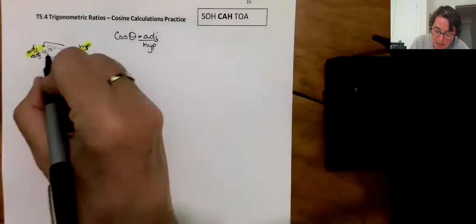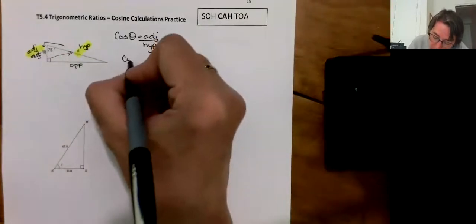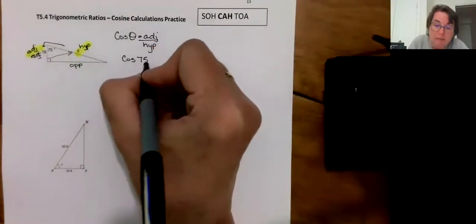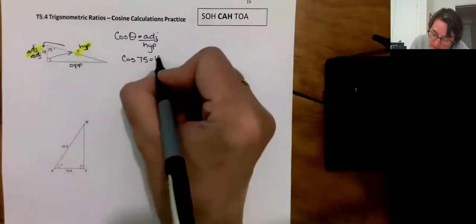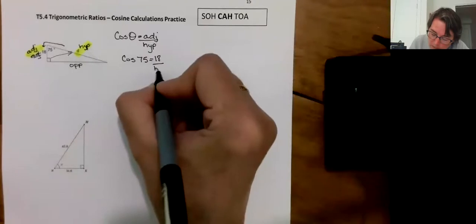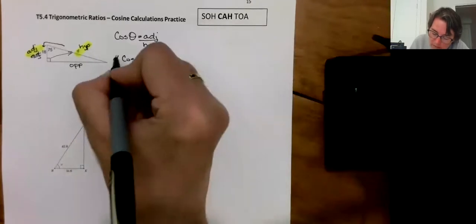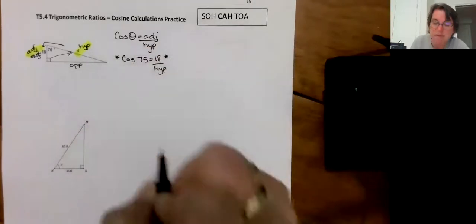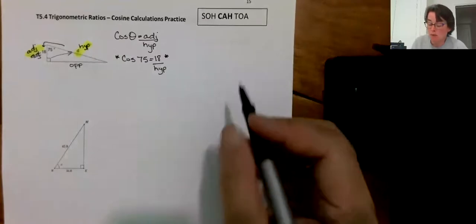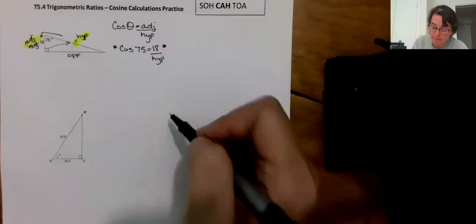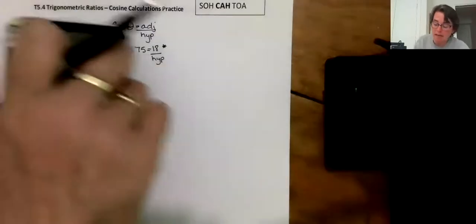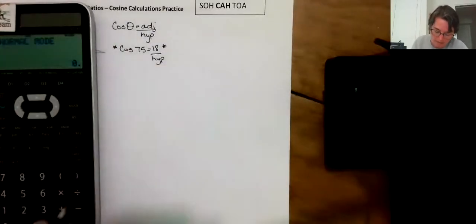All right, do I know my angle? You betcha. So cos 75 is equal to adjacent, which is 18, over hypotenuse. Now, this step, where I substitute in my numbers, is kind of one of my checkpoints. I want to make sure I have two numbers and one unknown. All right, let's get rid of cos 75.